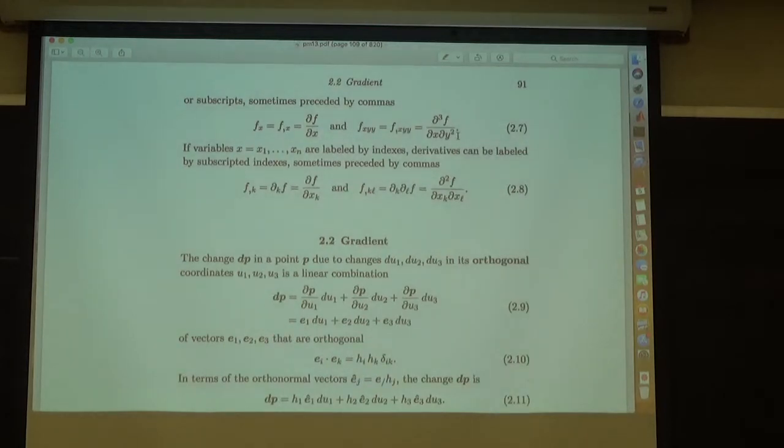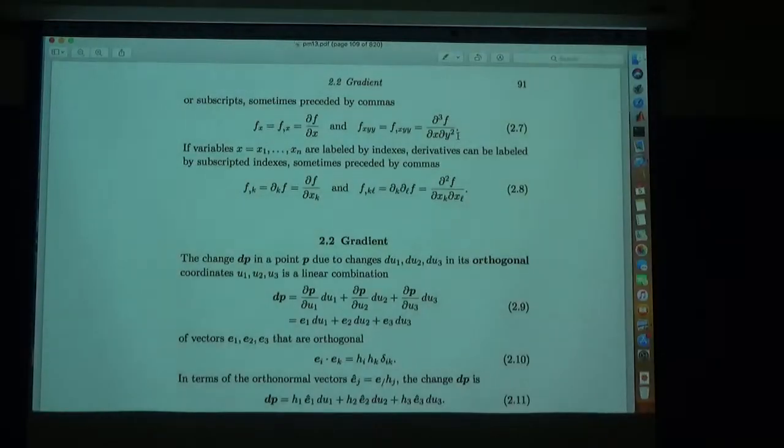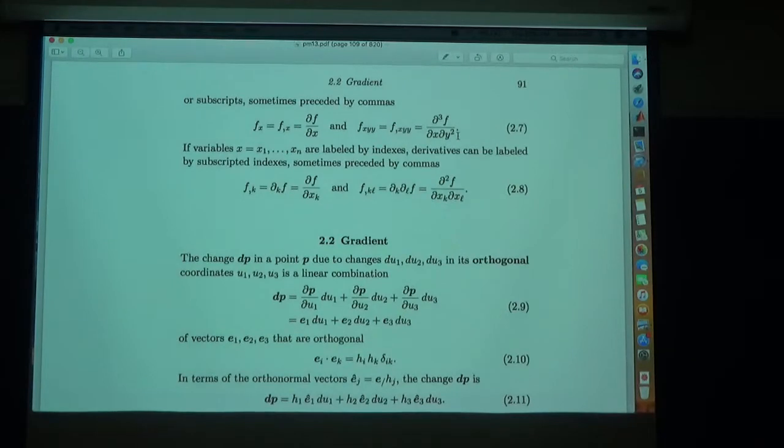By the way, would you be better off without the overhead lights? What do you think? Yes, no? Doesn't matter. It's the same. Sure.